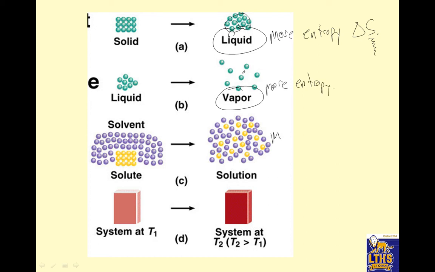So a vapor or a gas has more entropy. See how this is neat and organized? See how this is scrambled? This is more entropy. System at temperature 1, system at T2: if it's hotter, this one will have more entropy because it has more energy. It's like actively shuffling a deck of cards. So hotter means more entropy. I hope you wrote that down.